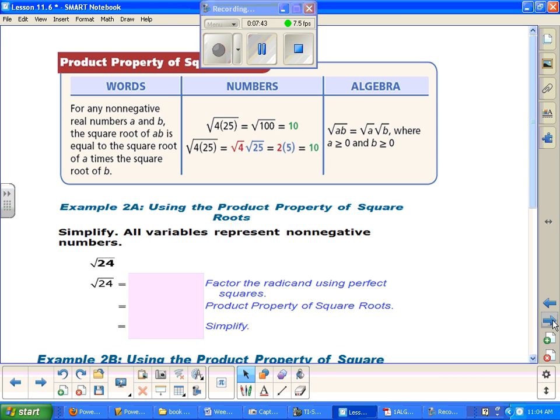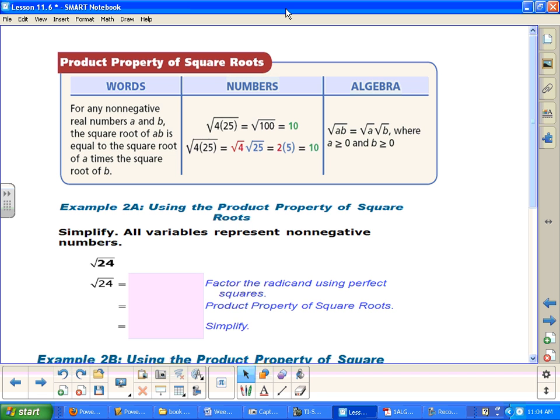Now, there are two different rules that we're going to look at with regards to simplifying square roots. One of them is the product rule or product property, and the other one is the quotient property. So first of all, we're going to look at the product property.